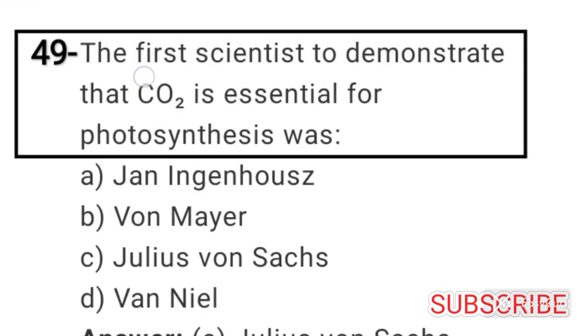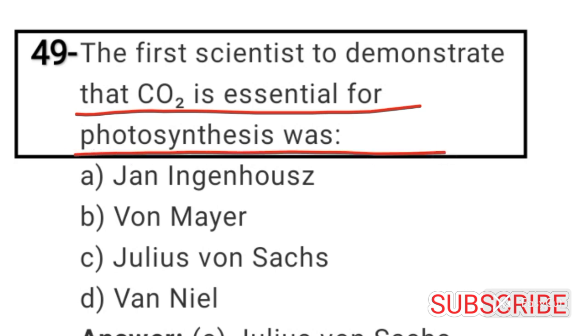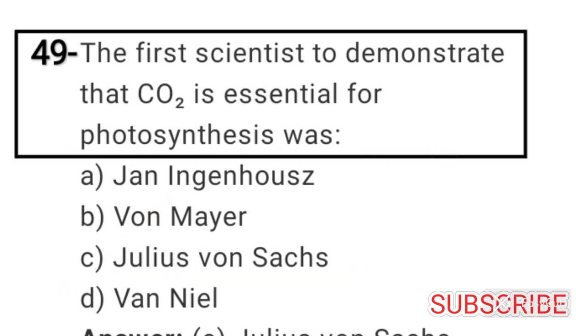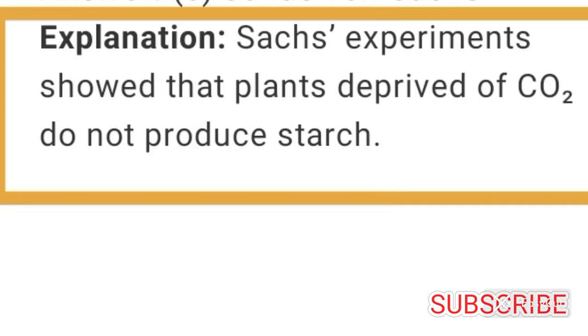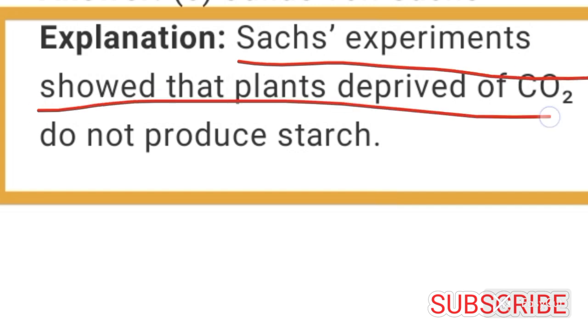Question number 49. The first scientist to demonstrate that CO2 is essential for photosynthesis was, answer is option C. Julius von Sachs was the first scientist to demonstrate that CO2 is essential for photosynthesis. Julius von Sachs's experiment showed that plants deprived of CO2 do not produce starch.